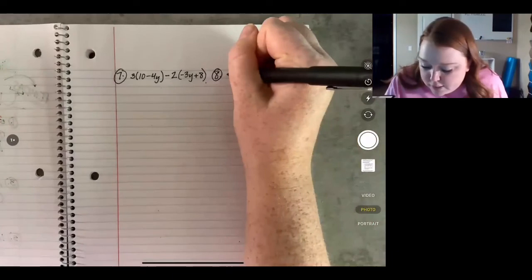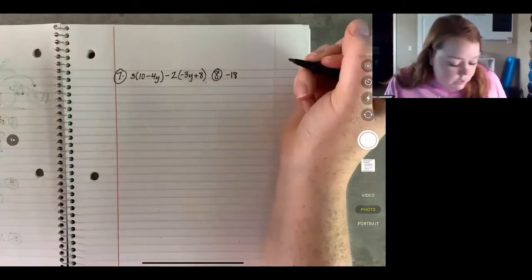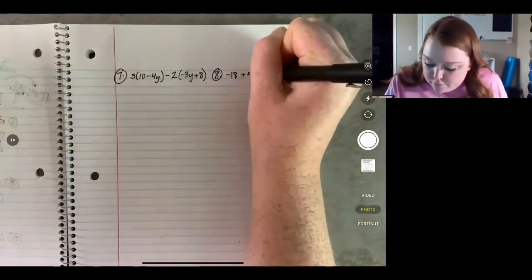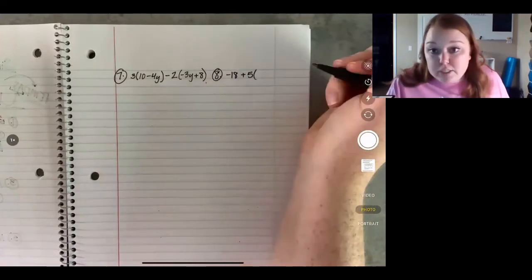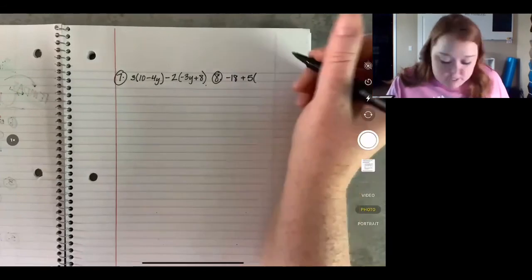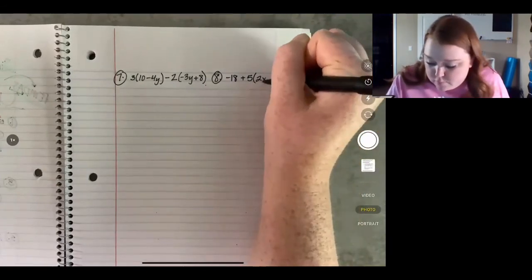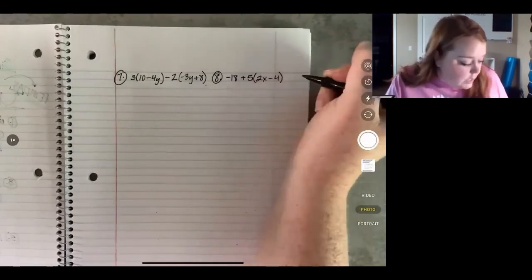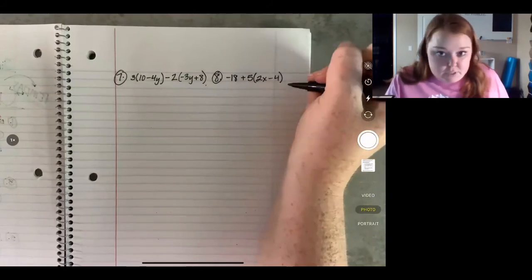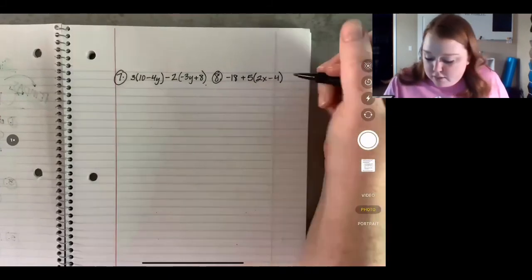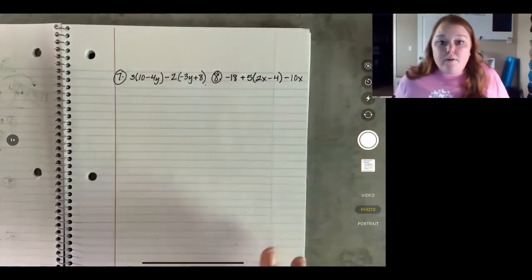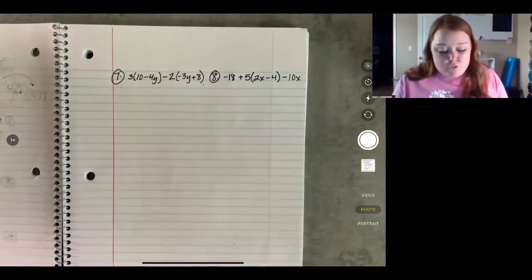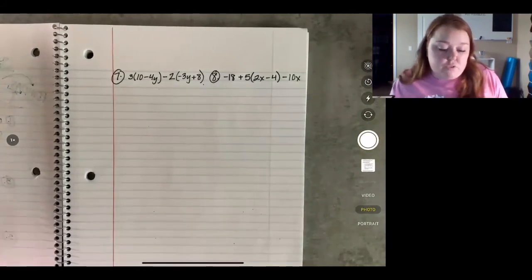You're going to start with a -18. And you're going to add 5. And that 5 is right next to a set of parentheses. On the inside, you have 2x minus 4. And then end your parentheses. And then at the end, after that, is minus 10x. Okay? So distribute first, then combine like terms. Make sure your final answer is written in standard form.